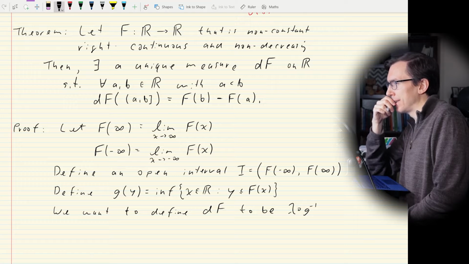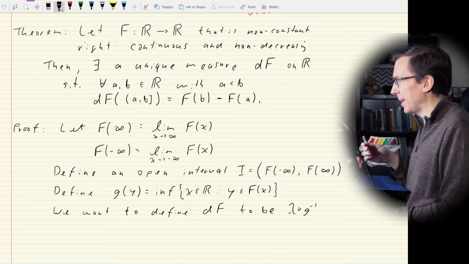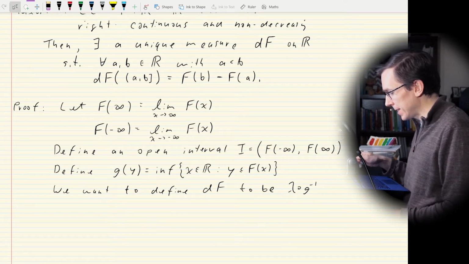I think that's what I want. Yeah, always making sure I get the inverses right. And lambda is Lebesgue measure, of course. So we want to make sure that this actually makes sense.